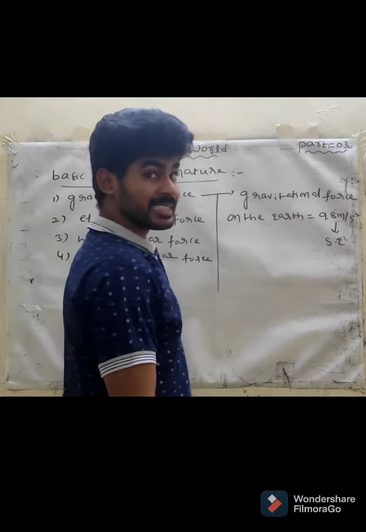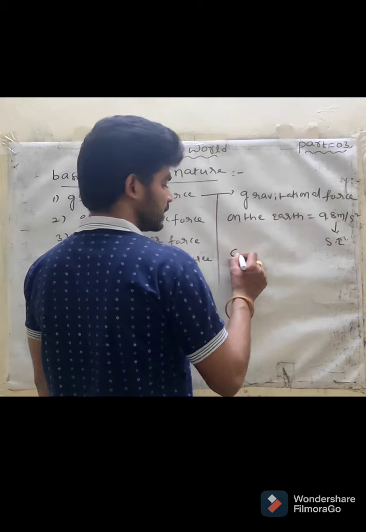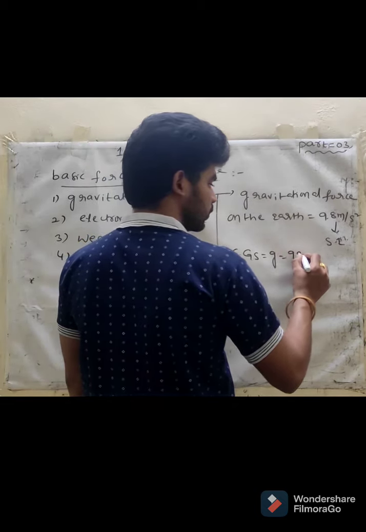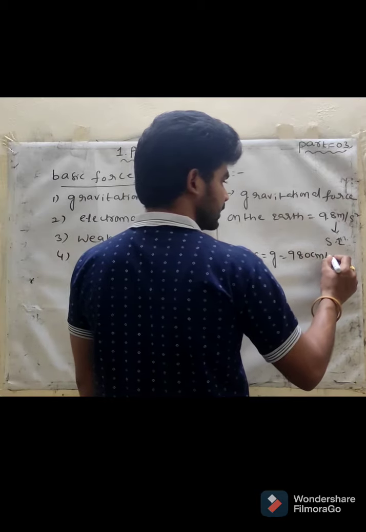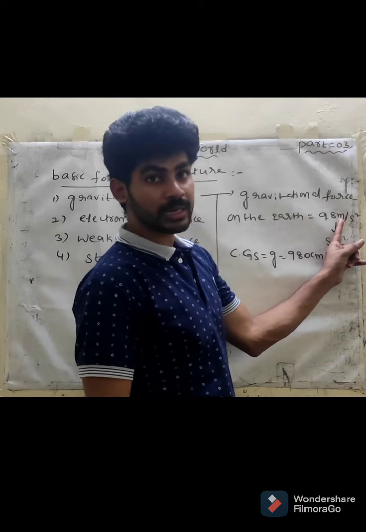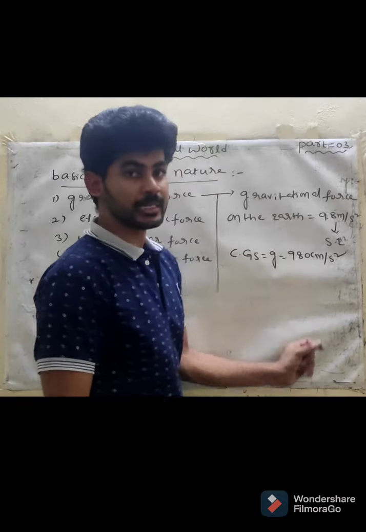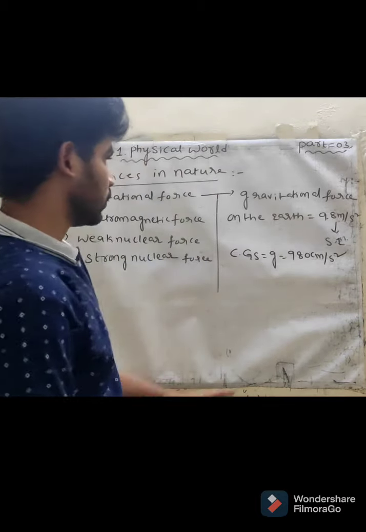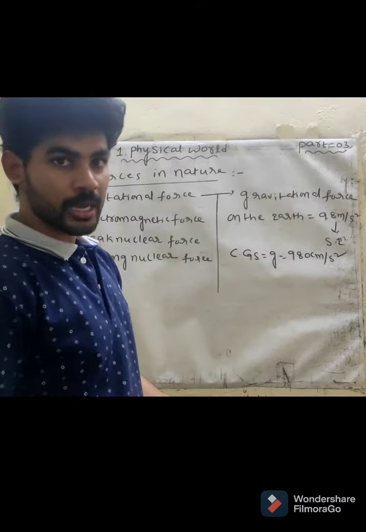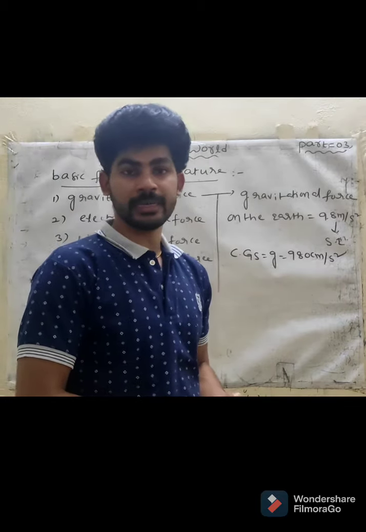But what about CGS units? In CGS units, the gravitational value g is equal to 980 centimeter per second square, because 1 meter is equal to 100 centimeters; 100 into 9.8 is 980 centimeter per second square. So gravitation on the earth is 9.8 meter per second square, approximately we take 10.